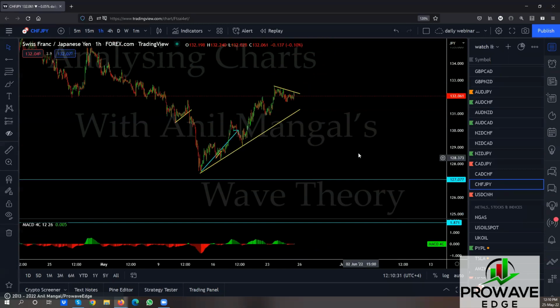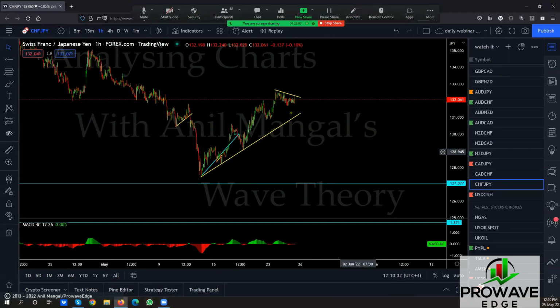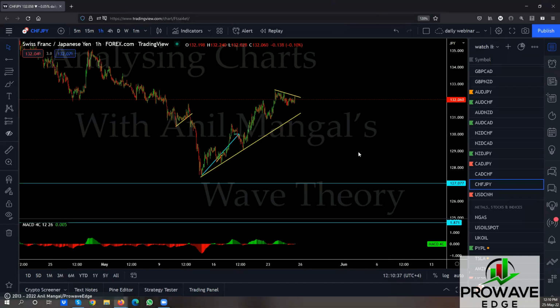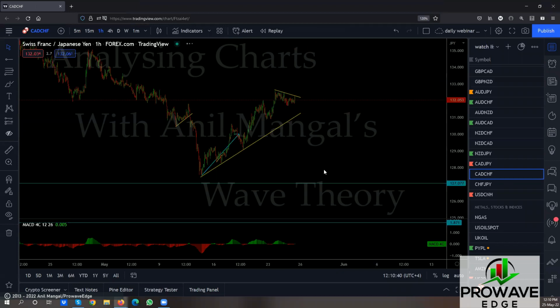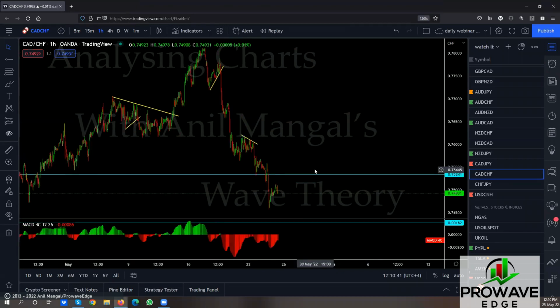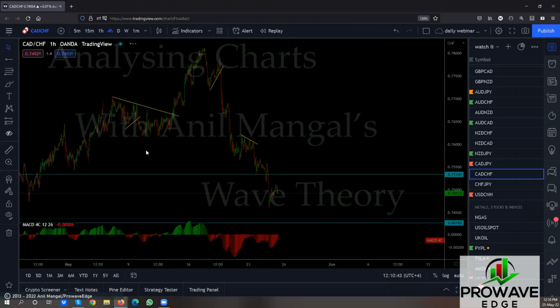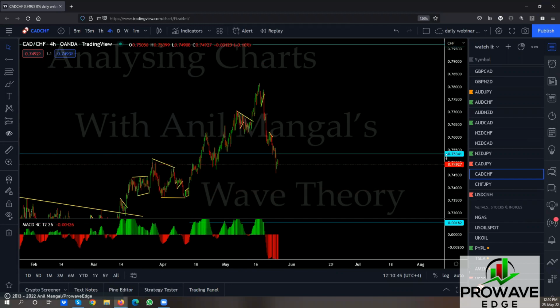There's a short sell setup here if you want, a very short one. Again, I would not take this. It could do this, but I'm not going to take the trade, right? And CAD Swiss, nothing. It's making a flag for upside now, but that would be a correction. I don't know if we want to trade this correction up.